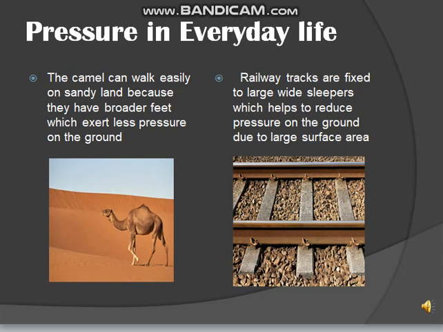One more example is there about the porter. Porters place a round piece of cloth on their head when they have to carry heavy load. By doing this, they increase the surface area of contact of the load with their head. Because of that increased surface area, the pressure on their head is reduced and they find it easier to carry the load. So this is about the examples of pressure in everyday life.